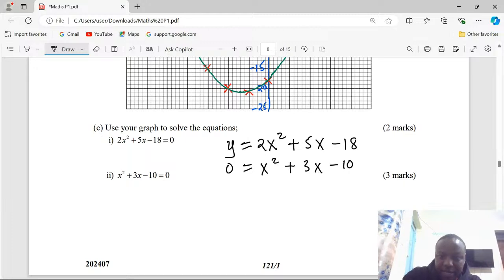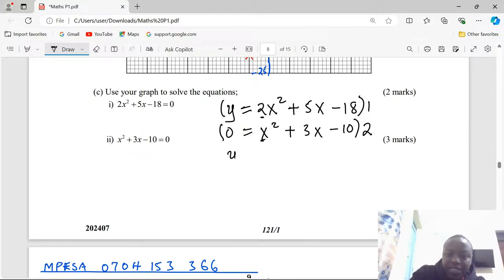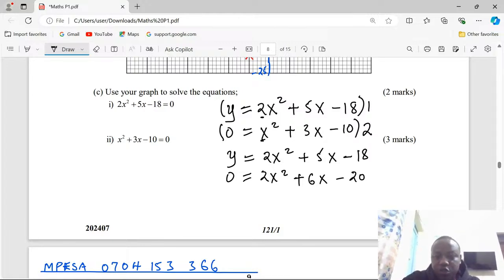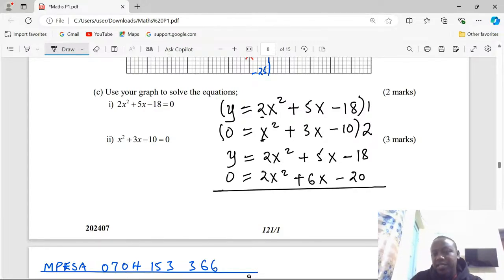And so for elimination to work, remember how we used to do the linear simultaneous equations for elimination in Form 1 mathematics. Because the coefficient here is 2, but on the other side the coefficient is 1, we shall multiply the whole of this equation by 2 and the first one by 1, so that the first equation remains the way it is. y equals 2x squared plus 5x minus 18. But the second one becomes 0 equals 2x squared plus 6x minus 20. And then we can now subtract to eliminate the squared part.